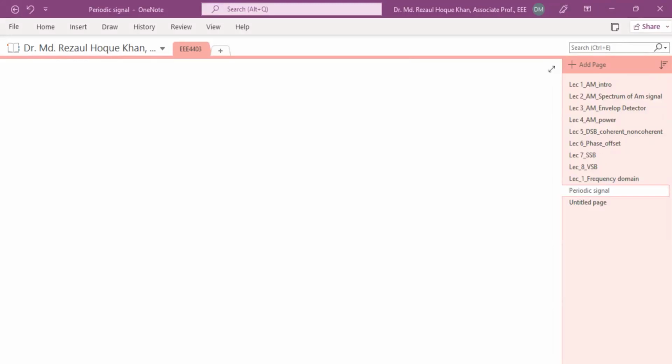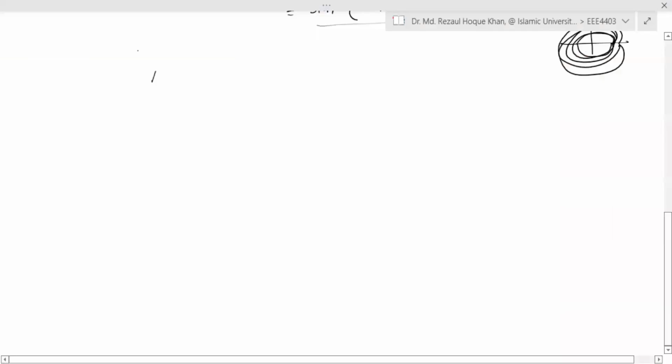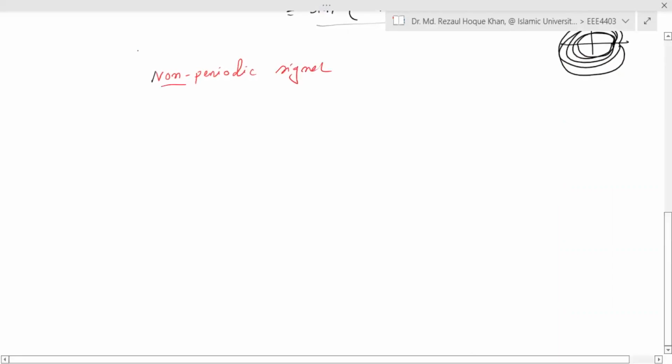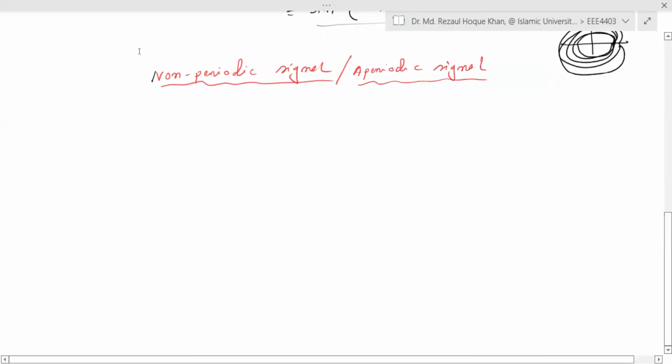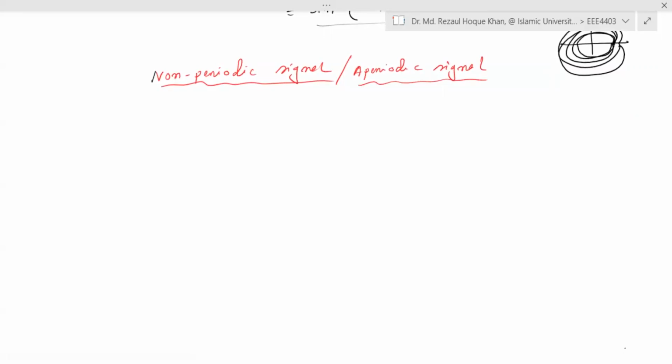We have just described a periodic signal. So let us know something about the non-periodic signal. A non-periodic signal is also called an aperiodic signal. We would like to know about the aperiodic continuous time signal.